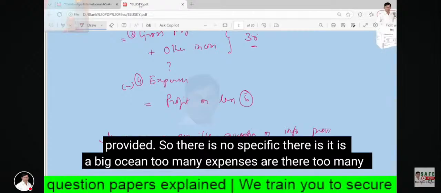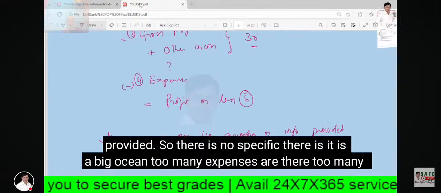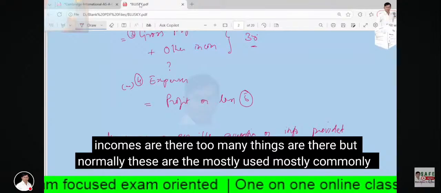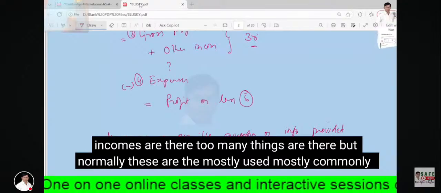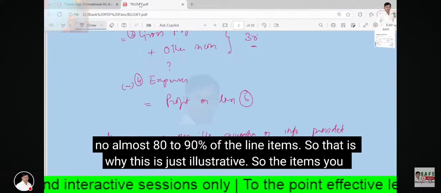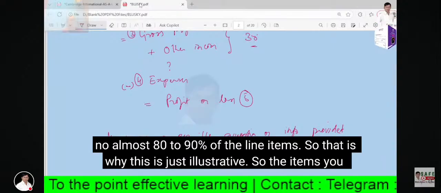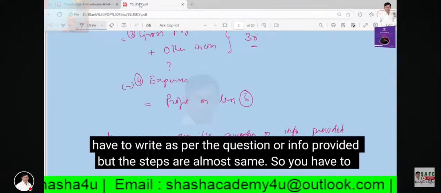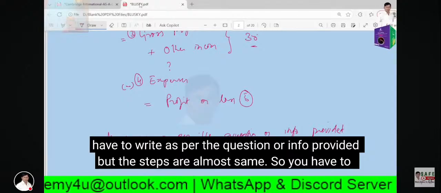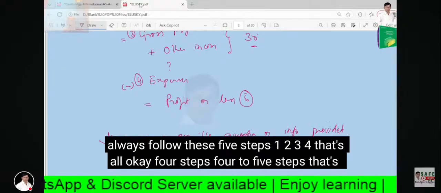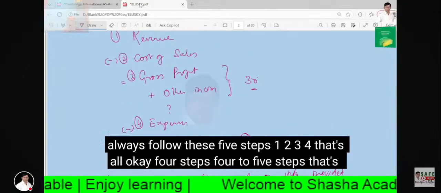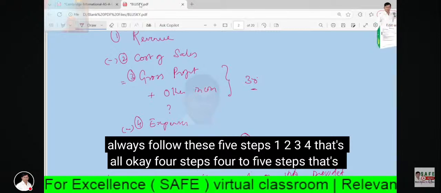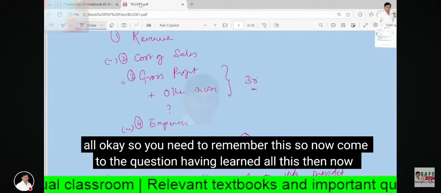There is no specific list. It is a big ocean. There are too many expenses and too many incomes. But normally these are the most commonly used, almost 80 to 90% of the line items. This is just illustrative, so you write the items as per the question or info. But the steps are almost the same. You always have to follow these four to five steps. That's all. You need to remember this.